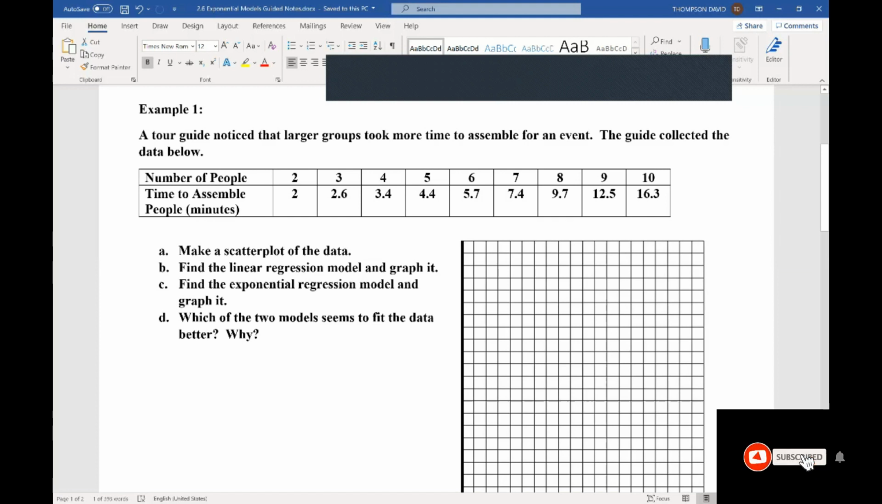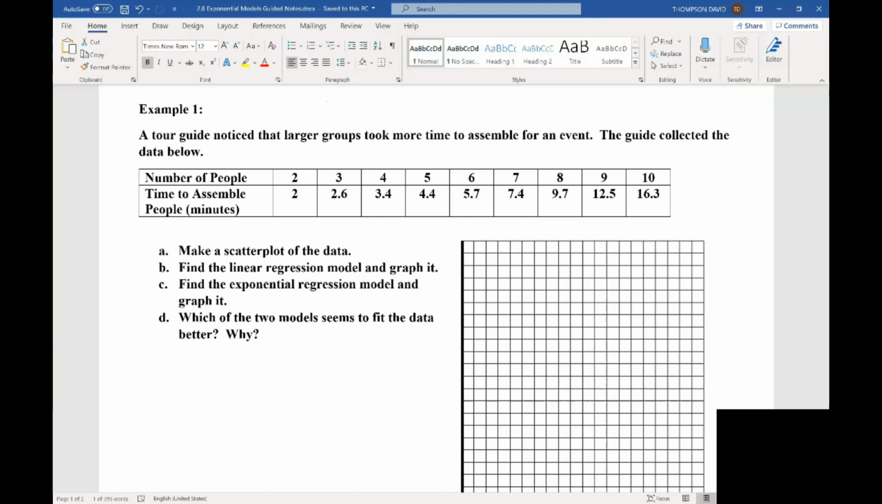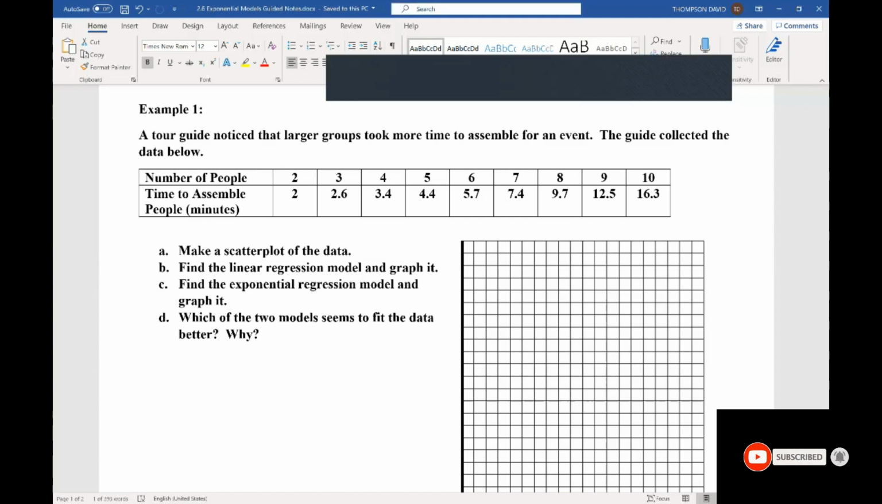Example 1. A tour guide noticed that larger groups took more time to assemble for an event. The guide collected the data below. We want to make a scatter plot, find a linear regression model and graph it, and find the exponential regression model and graph that as well. Then we'll say which of the two models seem to fit the data better and explain why. So to solve this problem, we use Desmos.